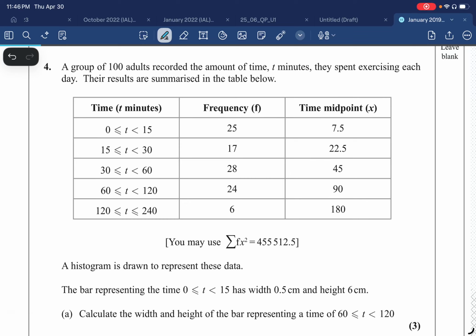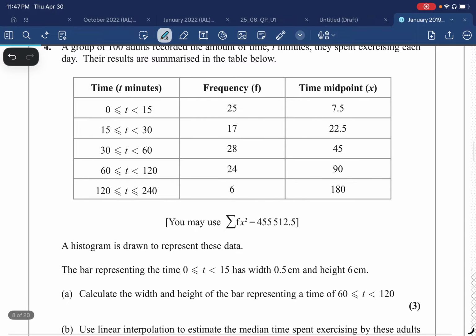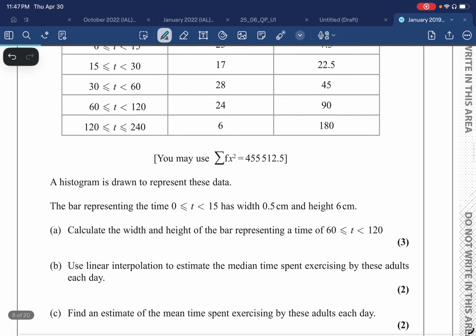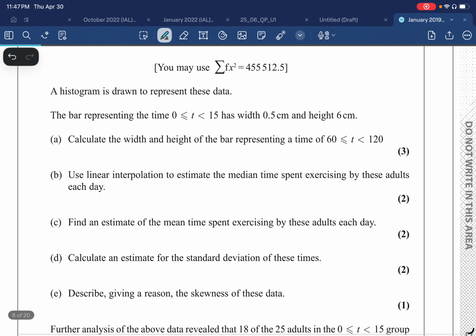On to question 4. A group of 100 adults recorded the amount of time, T, they spent exercising each day. The results are summarized in the table below. So this is our summary. A histogram is drawn to represent these data. Calculate the width. This is a very simple question.